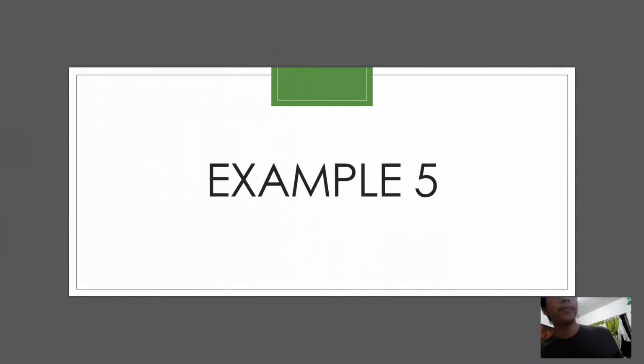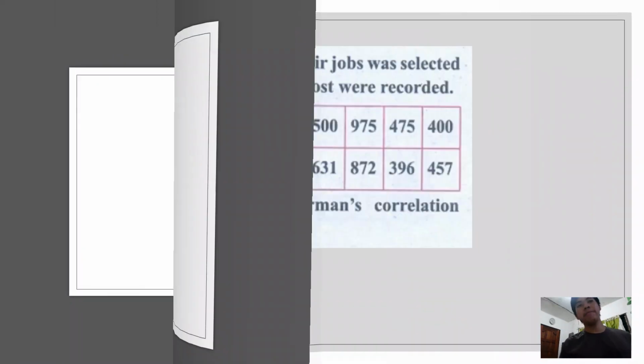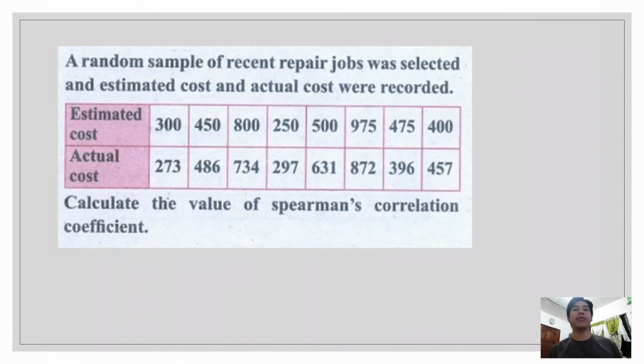Then, last, example number 5. A random sample of recent repair jobs was selected and estimated cost and actual cost were recorded. Estimated cost, our X variable, is 300, 450, 800, 250, 500, 975, 475, and 400. And our actual cost is 273, 486, 734, 297, 631, 872, 396, and 457. Then calculate the value of Spearman's correlation coefficient.